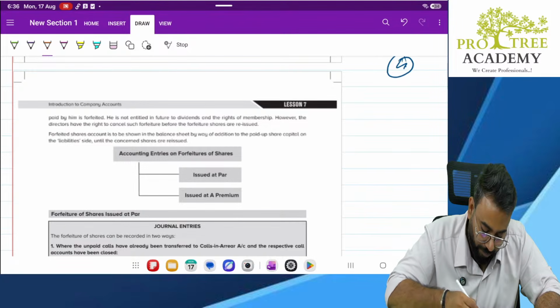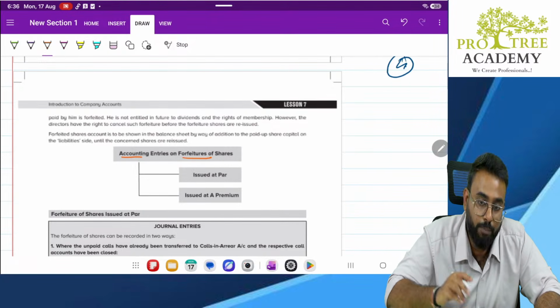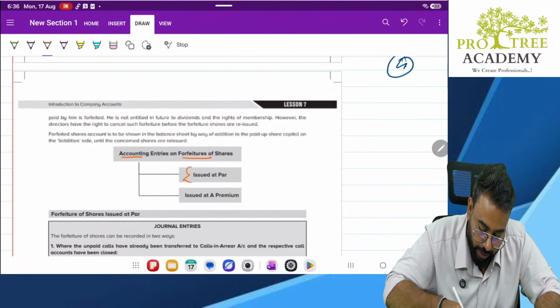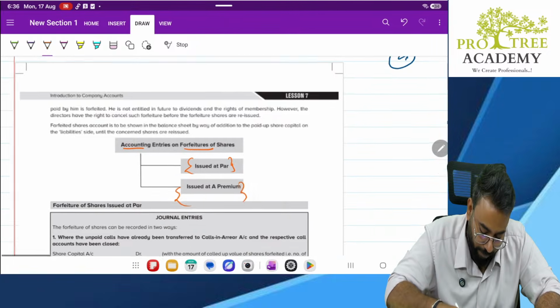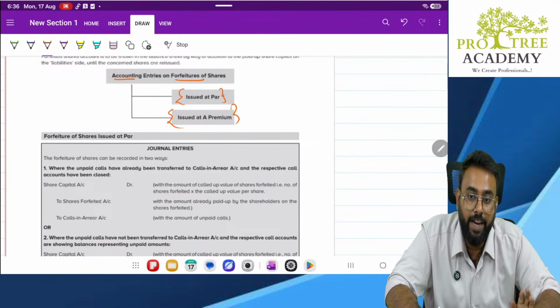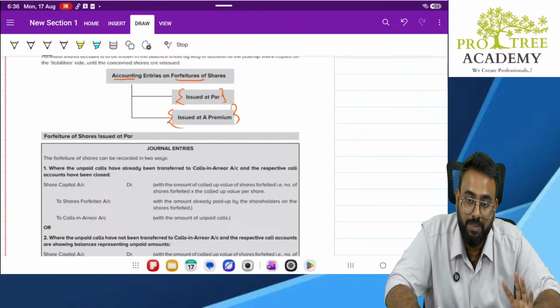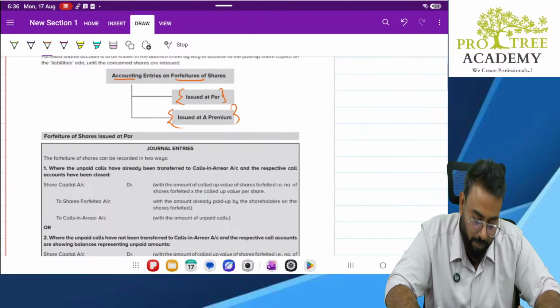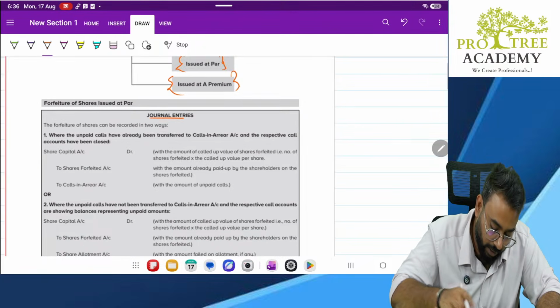Next, the forfeiture of the shares can also be classified into two: issued at par, issued at premium. We have already seen that whatever is premium, if it is paid, it will not be reversed. If it is not paid, it will be reversed from the securities premium account. So these are the journal entries.